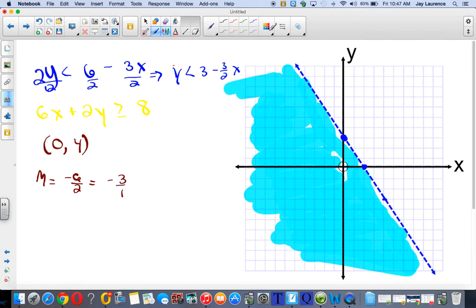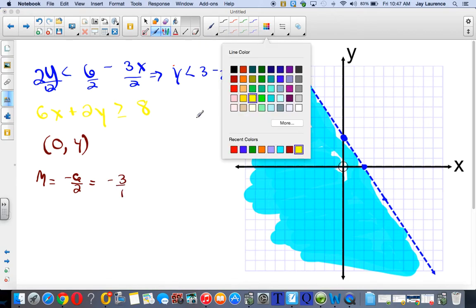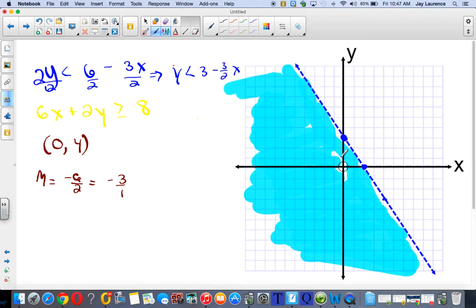All right, so I'm ready to do that one. I can go plot those points. My y-intercept is 0, 4. 1, 2, 3, 4. And then I'm going to go down 3, 1, 2, 3, and over 1. And down 1, 2, 3, and over 1. And down 1, 2, 3, and over 1. And up 1, 2, 3, and over 1. And then I will get my line.